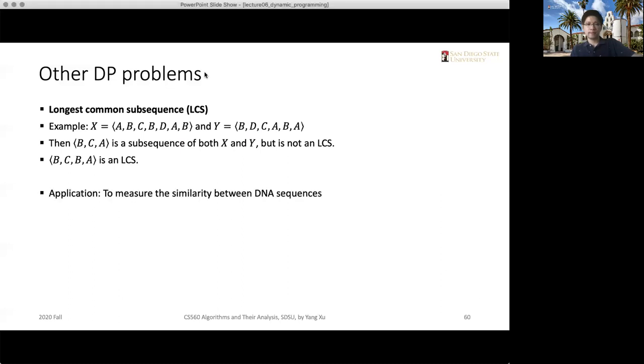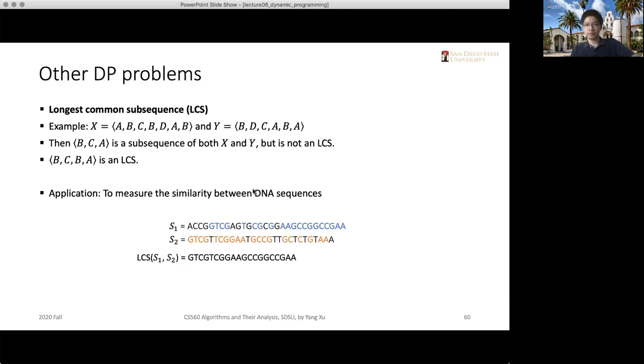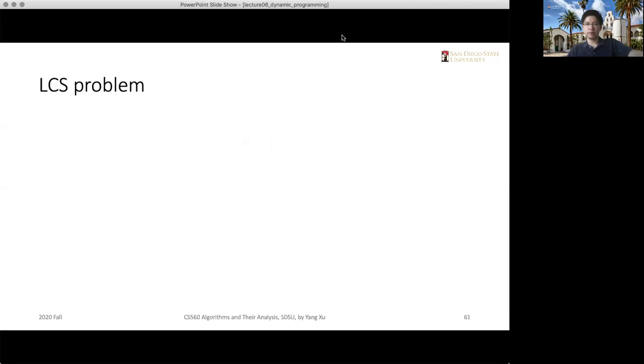So as I said, it can be used to measure the similarity between DNA sequences. Okay, so given this problem, it's probably not that straightforward to think of it from a dynamic programming perspective. But by looking at the condition that a common subsequence needs to satisfy, we are able to derive that this is actually a very classical application of dynamic programming thoughts.